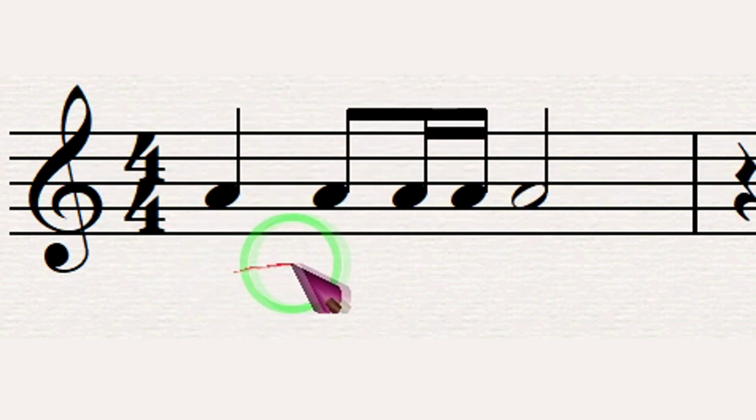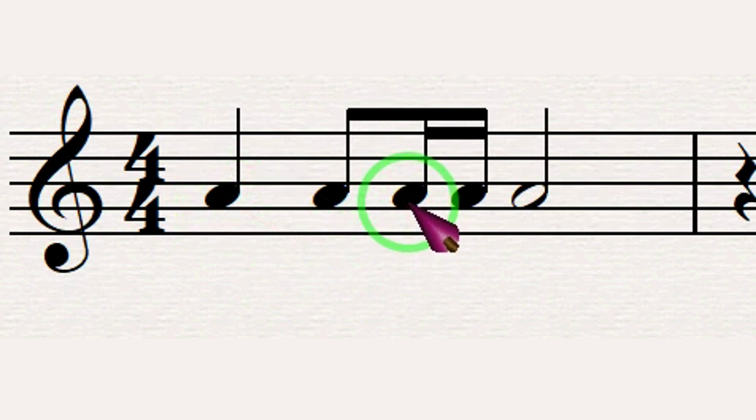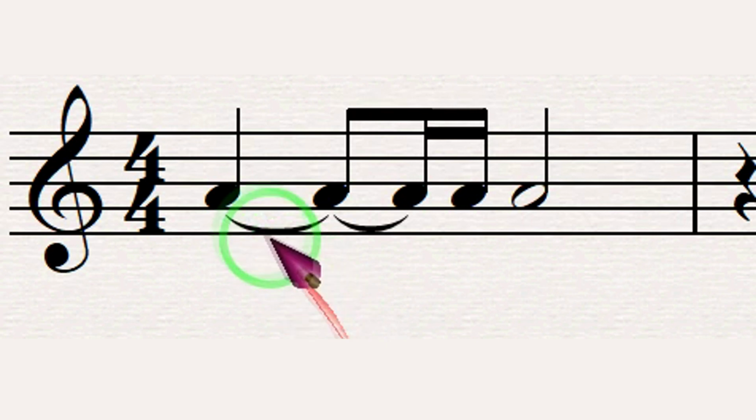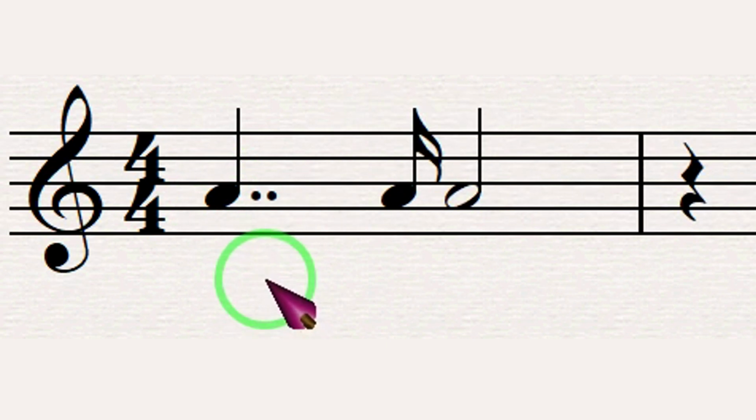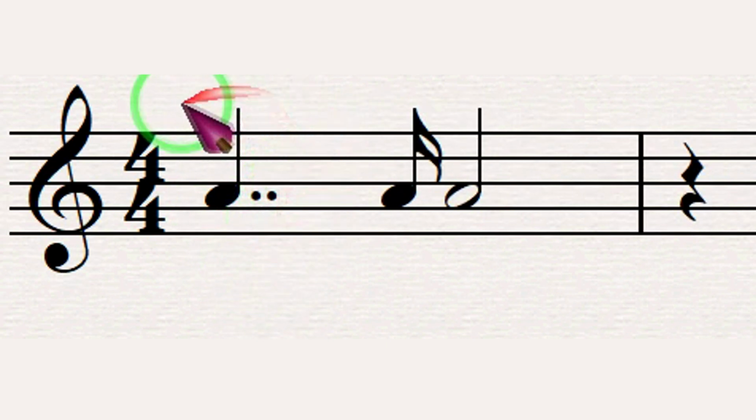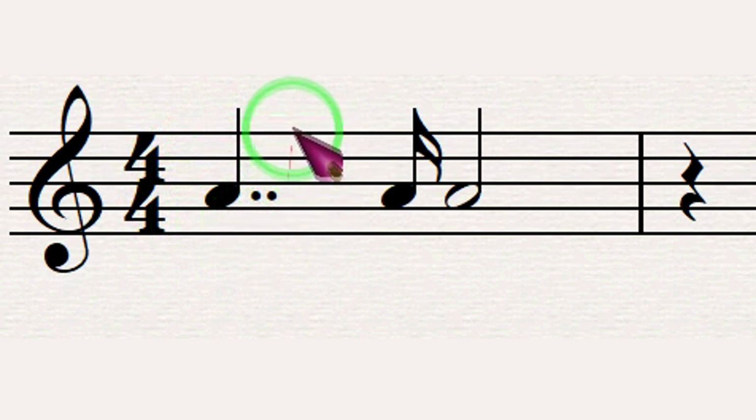I might want to extend the duration of this note up to here, so the next hit comes here. Then I could use ties, but that is really difficult to read, so I can replace this crotchet or quarter note by a double dotted quarter note or double dotted crotchet.